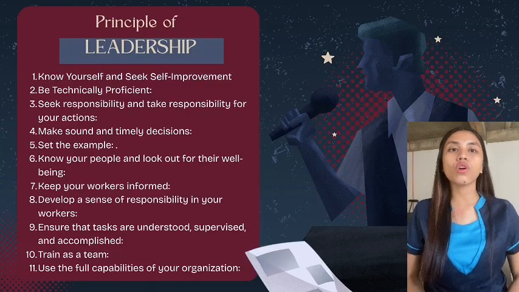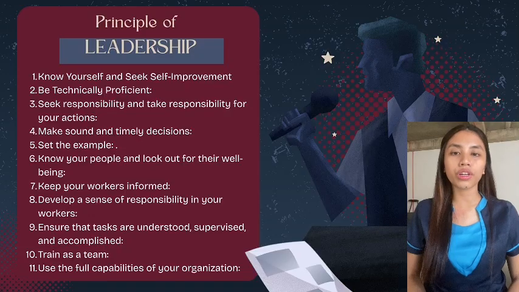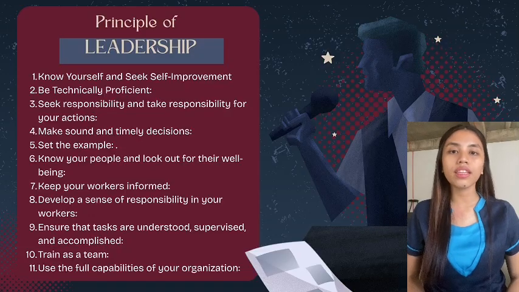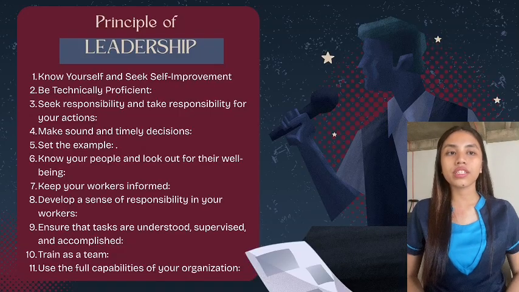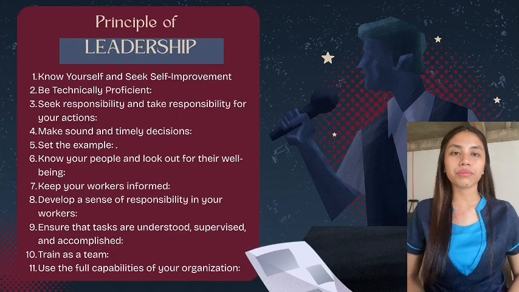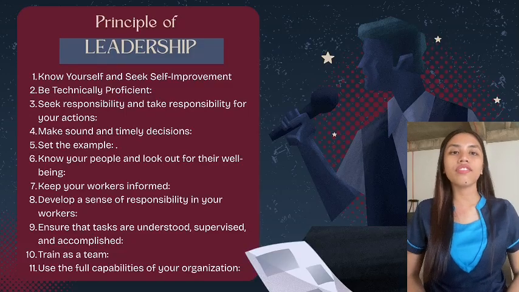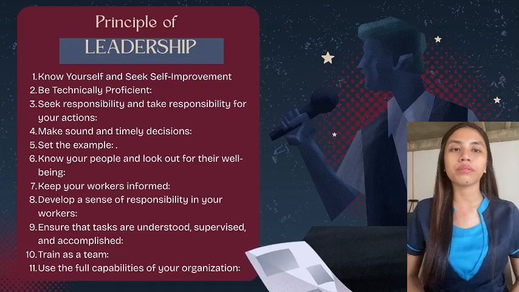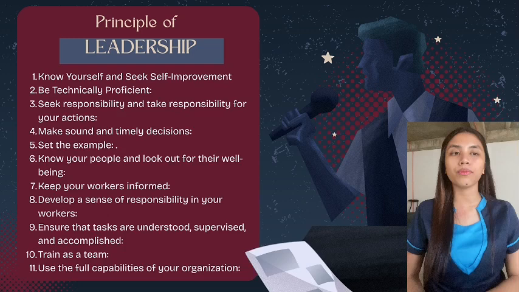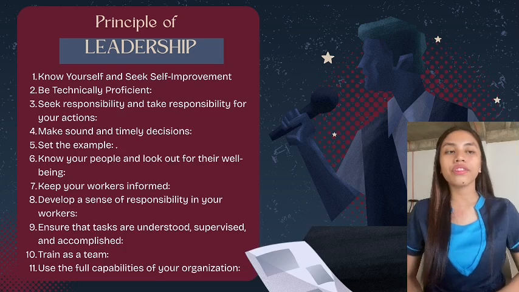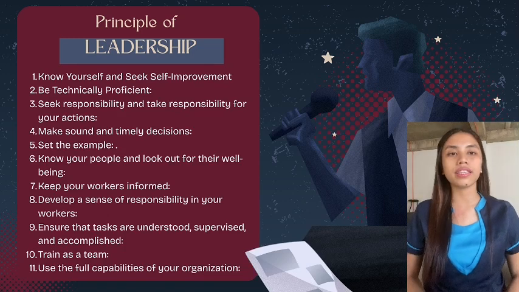Number 6, know your people. So to know your people, always care about your workers. Number 7, keep workers informed. So always communicate with the workers efficiently and with everyone. Number 8, develop responsibility in workers. Help your workers to develop good character, trust, and take responsibility.